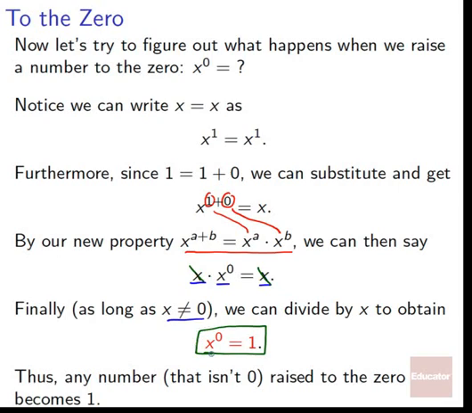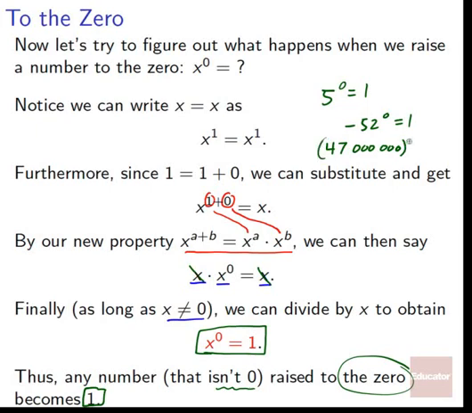Thus, any number, as long as it isn't 0, raised to the 0 becomes 1. So we take any number at all, we raise it to the 0, it's going to become 1. 5 to the 0 equals 1. Negative 52 to the 0 equals 1. 47 million to the 0, you guessed it, equals 1. So whatever we take, if we raise it to the 0, it becomes 1.